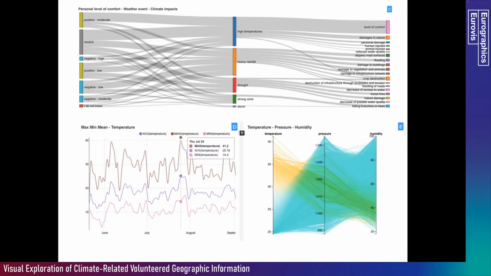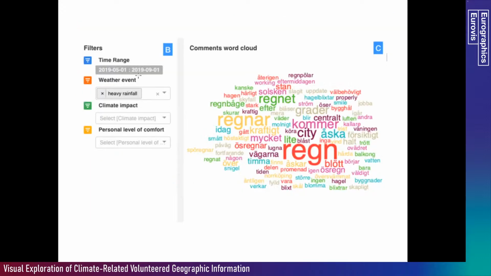A parallel coordinates plot is used for displaying climate parameters such as temperature, air pressure, and humidity from the Netatmo sensor network. A word cloud has been employed for displaying frequent terms submitted in the comments for reported weather events. The size of the word is proportional to the number of reports. All views in each dashboard are linked by time and weather events through using a filter box.